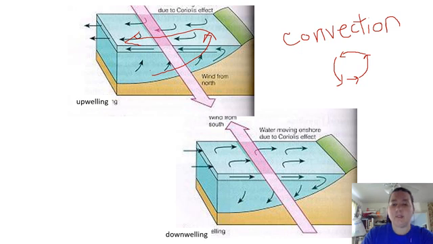Downwelling is the opposite. So we see the pink line of wind. What that's doing is pulling the water in towards the shore, and then coupled with the shoreline and the Coriolis effect, which is the effect of the spinning of the earth, it is pushing that water back down into the bottom of the ocean.